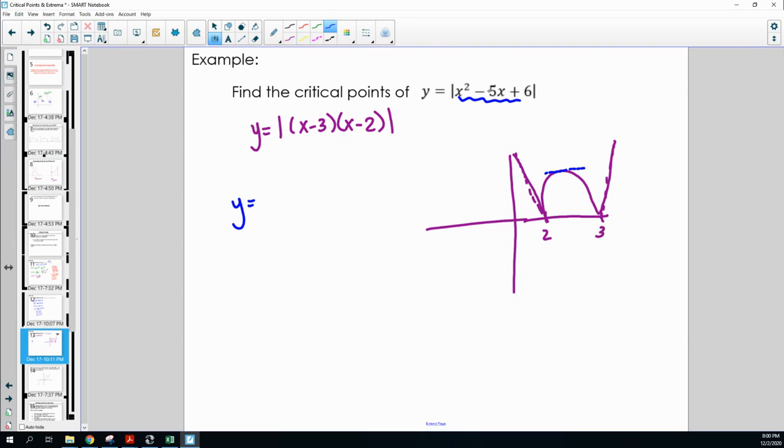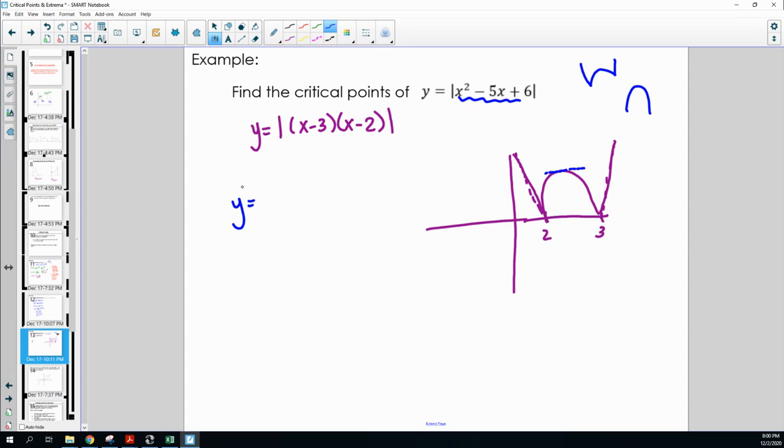The positive version of this looks like this. The negative version of this is going to look like this. Because it's absolute value, we're getting rid of anything that's negative. So that's how we get the graph that we see here. The piece that has the derivative of 0 is actually the piece that's the negative version of the quadratic, so the part that's going like that.